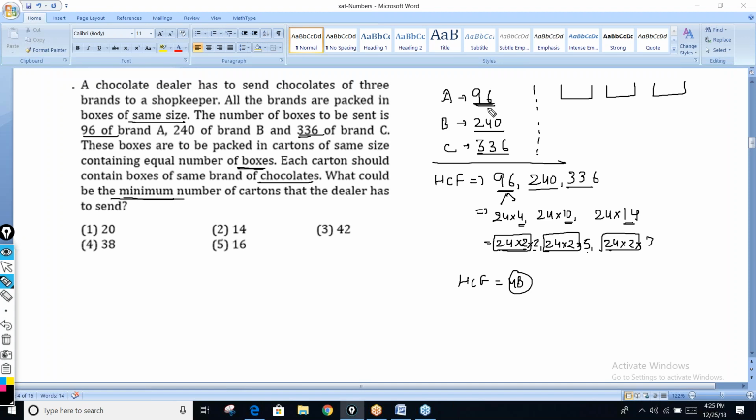So how many boxes are required for brand A? If I put 48 chocolates in a box, 2 boxes are required. For brand B, 5 boxes. For brand C, 7 boxes. So 14 cartons are required at minimum. So first we find the HCF, and then we find the number of cartons. The number of cartons can be 2 of brand A, 5 of brand B, and 7 of brand C. So total 14 cartons required.